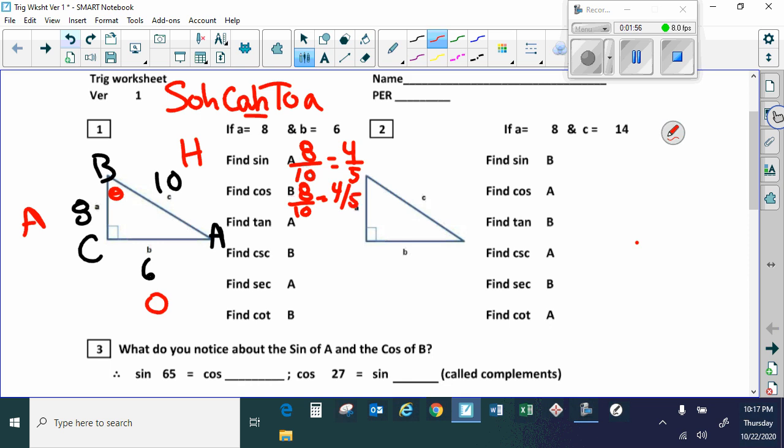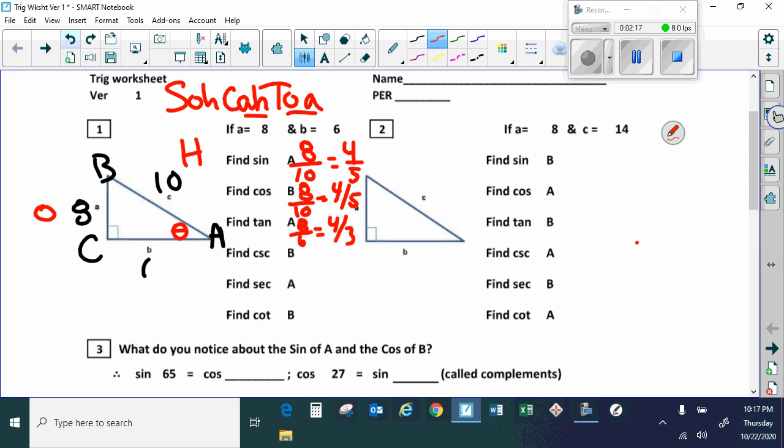Then we have the tangent of A. So now theta goes back over here to the A again. And now that would be the adjacent, and that's the opposite. And what's tangent? Remember, tangent, as it shows up here, is opposite over adjacent, 8 over 6. And that reduces down to 4/3.